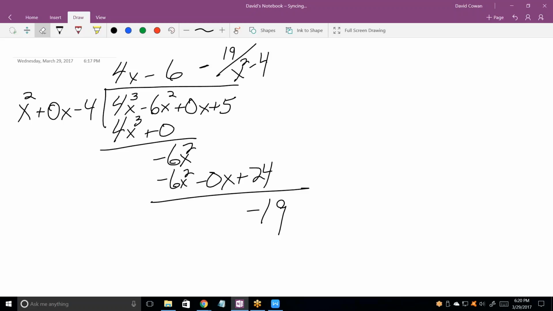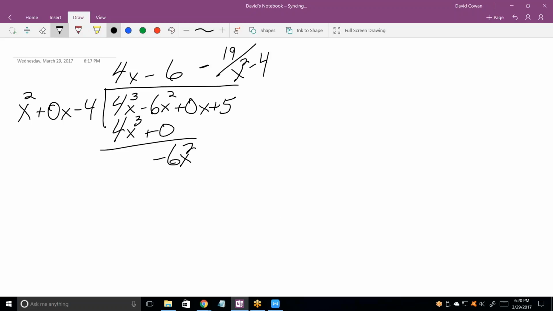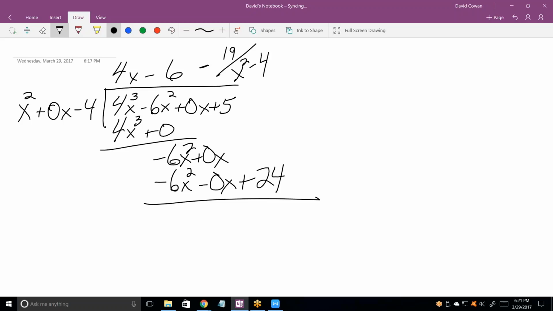It can't be right to bring down both things at once. So let's just bring down the next term and divide it. That gives you minus 6, that's minus 6x squared minus 0x plus 24. Now when I subtract, I get minus 24. Bring down the remainder. Negative 4 times 4x is negative 16x.